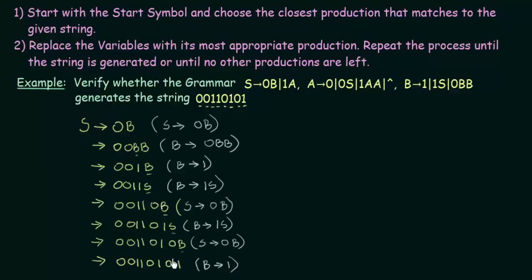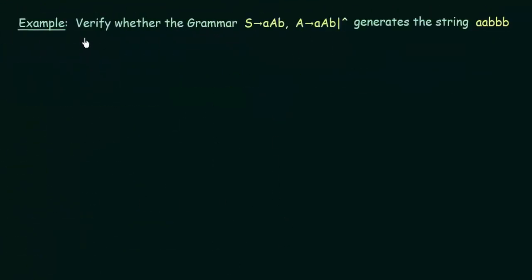Now we see that we have got the string 00110101, which is same as this. Now we see that using the productions of this grammar, we could generate the string 00110101. So from this it is clear that this string belongs to this grammar, or this string can be generated using this grammar.